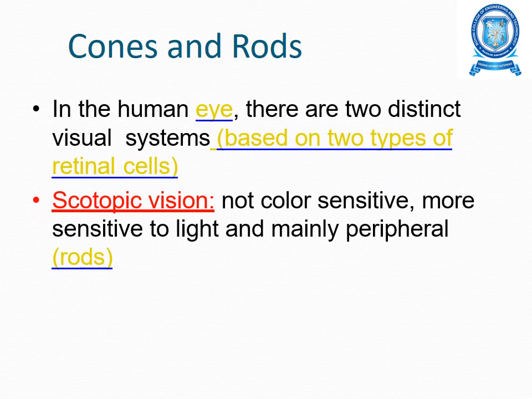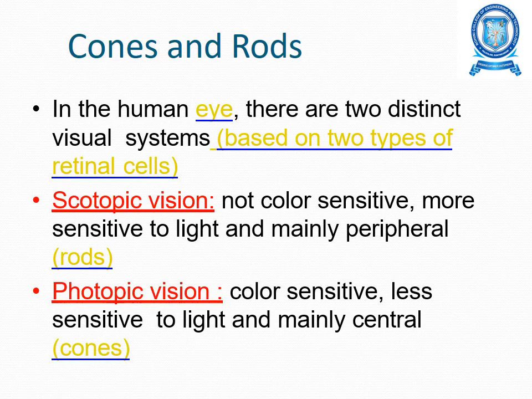In the human eye there are two types of visual system, based upon the retinal cells. Number one, scotopic vision: not color sensitive, but more sensitive to light, mainly the peripheral rods. Next is photopic vision: color sensitive and less sensitive to light, and mainly central.